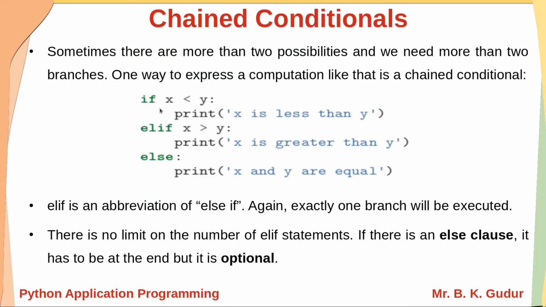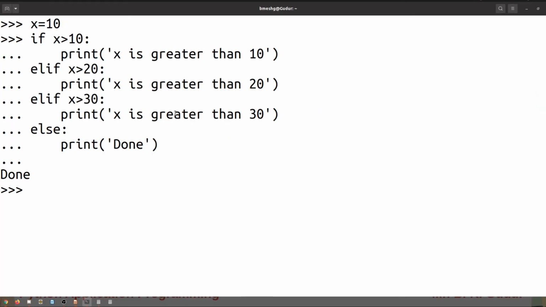The very important thing you need to understand, dear students, is that even though two conditions will be true, say for example if x is equal to 30, x greater than 10 is true and x greater than 20 is true, only the first one, x greater than 10, is executed and it will come out of this chained block. Whichever condition is true first, based on that it will execute and come out of the chained block.